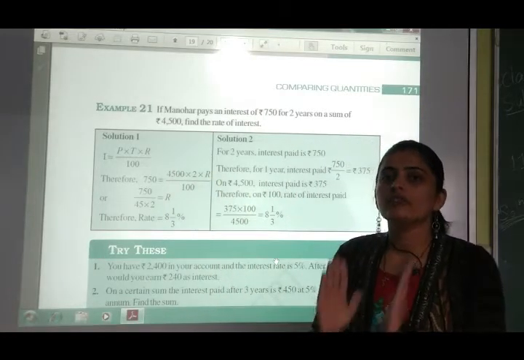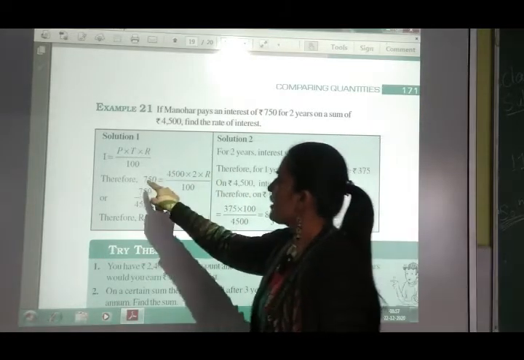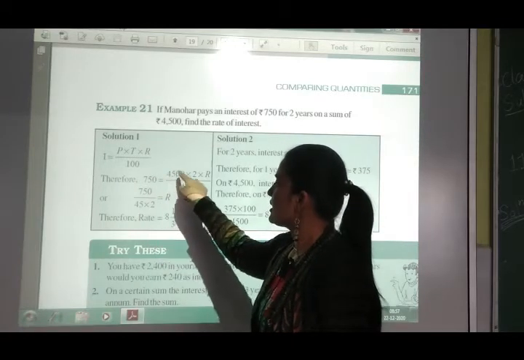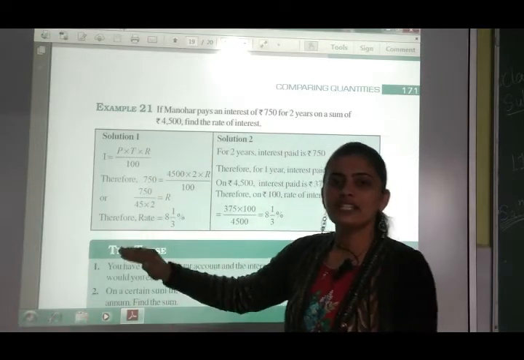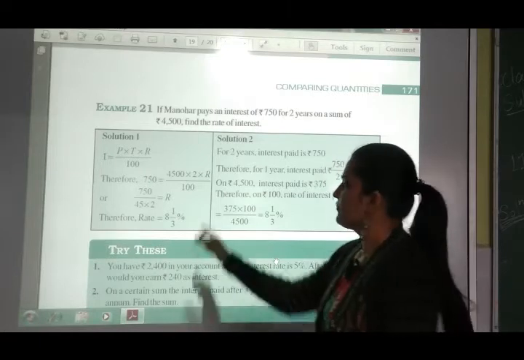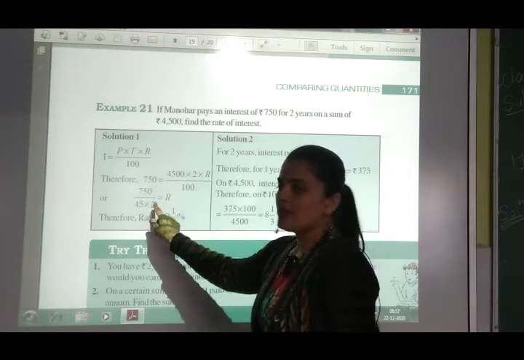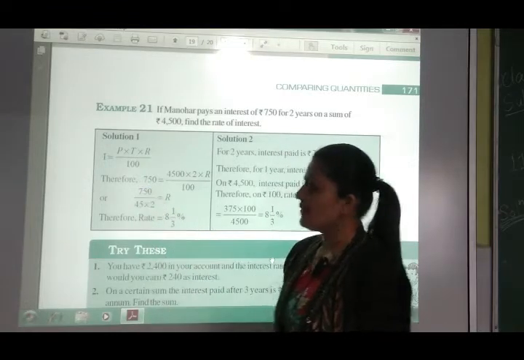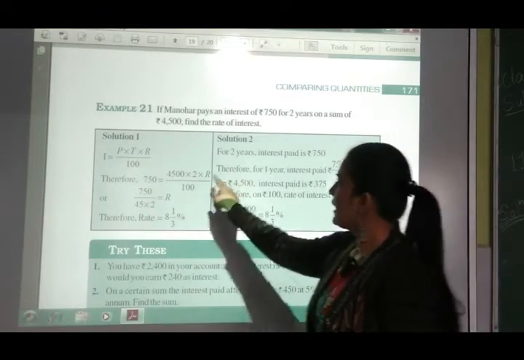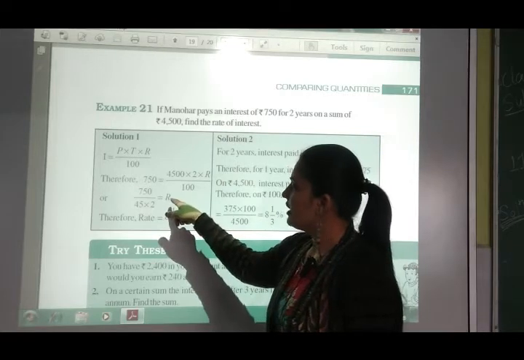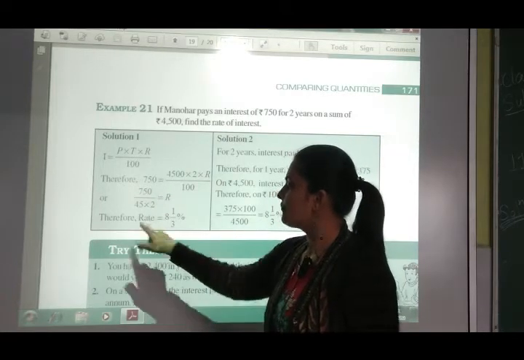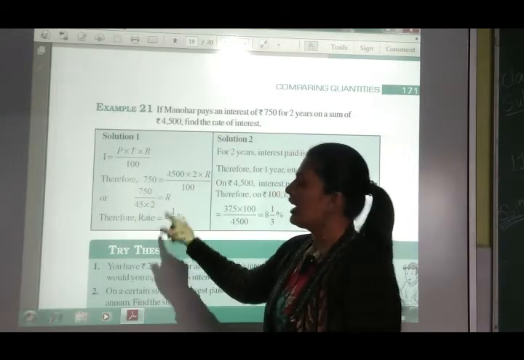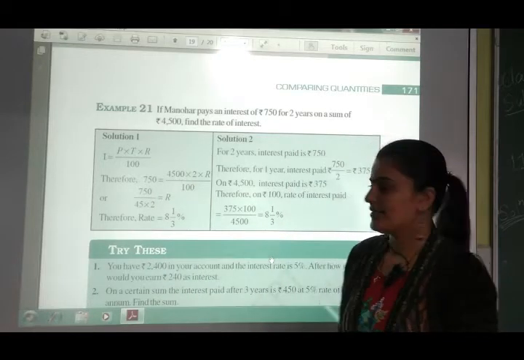What we have to find out? R we have to find out. 750 write as it is. After that this 45 will come this side as a denominator. So 45 and 2 will also come as a denominator this side. So 45 multiplied by 2 will come this side, is equal to R. R as it is. Now what we need? We need R. So this we have to simplify. Therefore rate is equal to 8 1/3%.